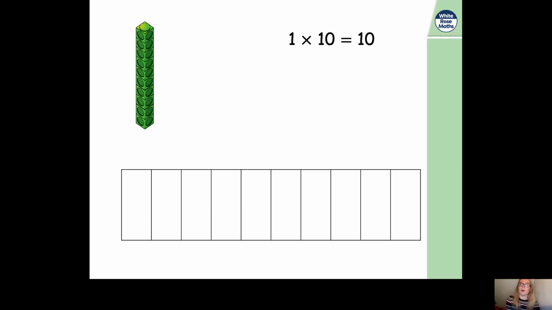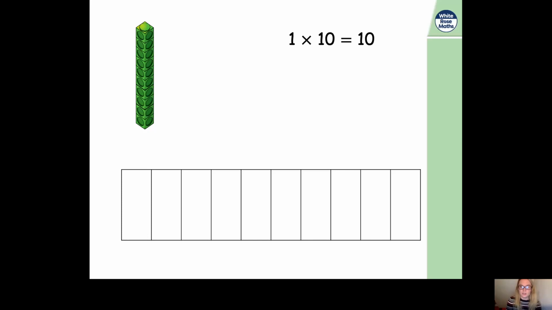Well, now I want to write a division number sentence. So remember, with a division number sentence, you always start with how many counters you've got, how many cubes you've got in this case. So how many cubes have we got? Yes, we've got 10 cubes.